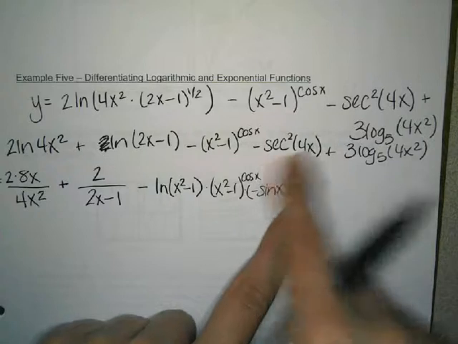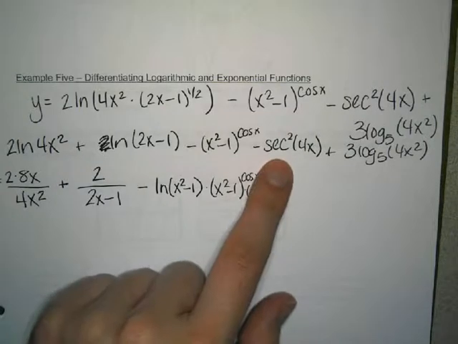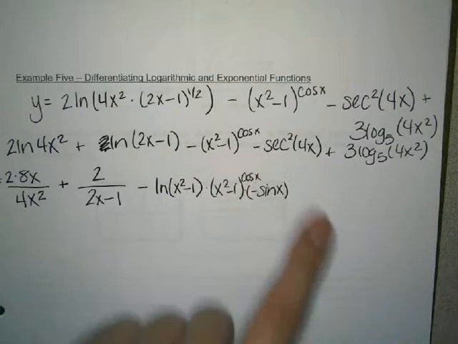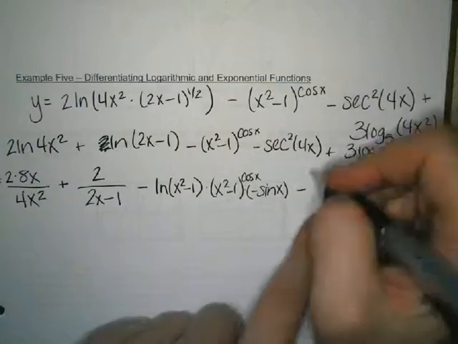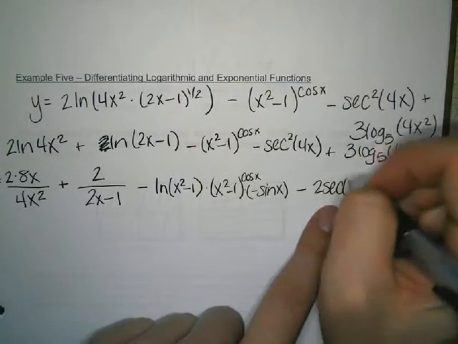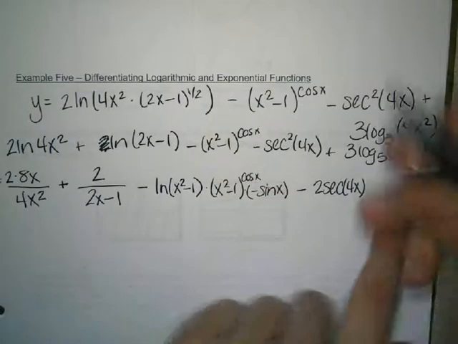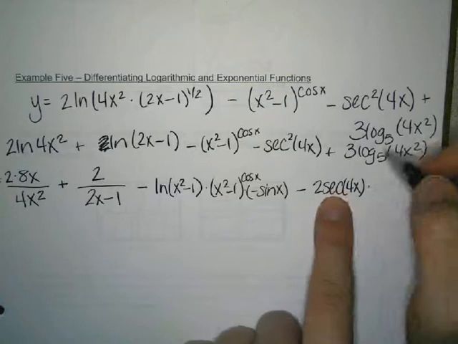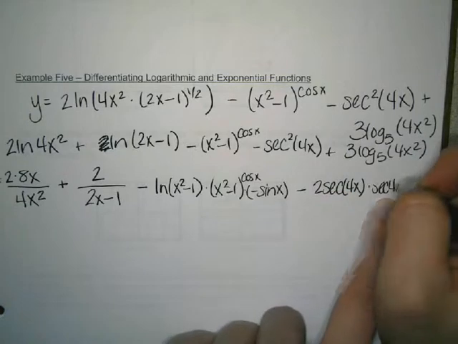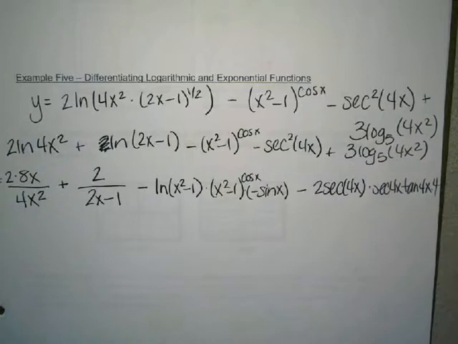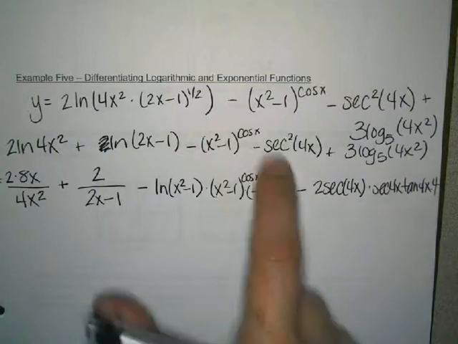The derivative of this, is there any of the log rules that I have to use here, or is this just the rules that we've used before? It's just rules before. So we're going to have minus 2 secant of 4x, because the outside function is the square. And then the derivative of the secant is secant tangent. And then you have to chain on the derivative of the inside function of 4x. So all of this is the derivative of that.